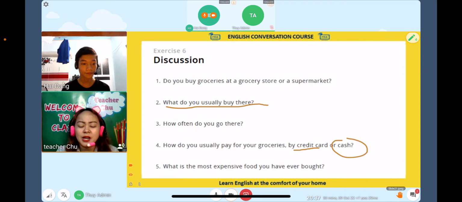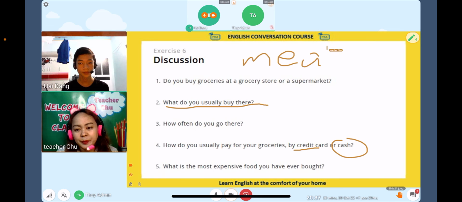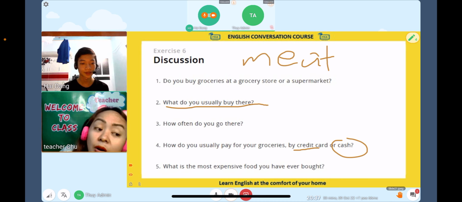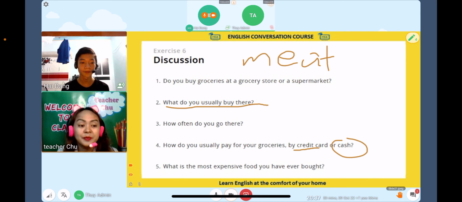In my area, fish are very expensive. Especially shrimps, crabs, squid. They are all very, very expensive. Yes, okay. And how about meat? Meat. Is it very expensive, meat? No, it's so cheap in my place. Oh, meat is so cheap? Yeah.